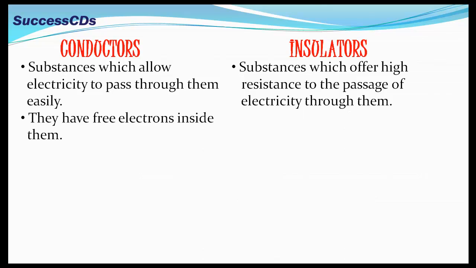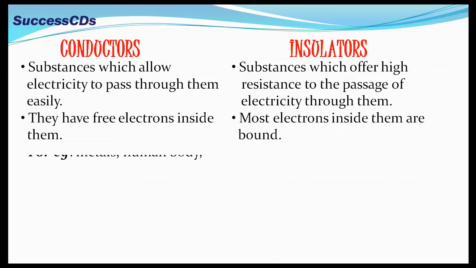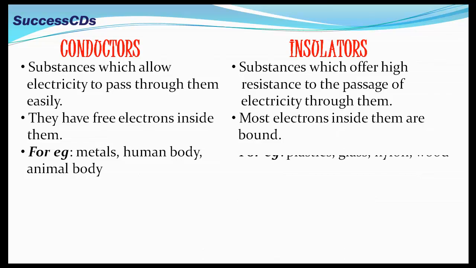Conductors have free electrons inside them, whereas most electrons inside the insulators are bound. Some examples of conductors are metals, our human bodies, and animal bodies, whereas some examples of insulators are plastics, glass, nylon, wood.